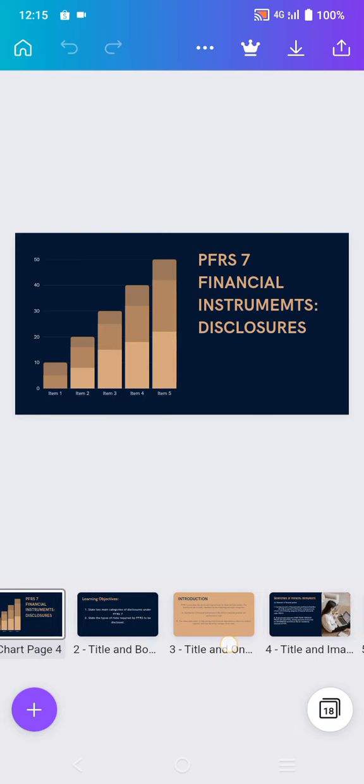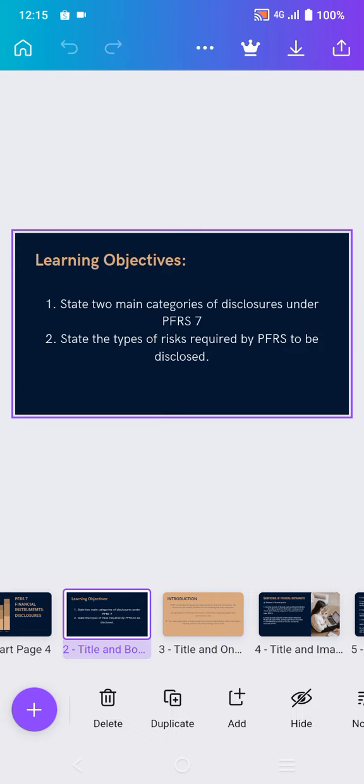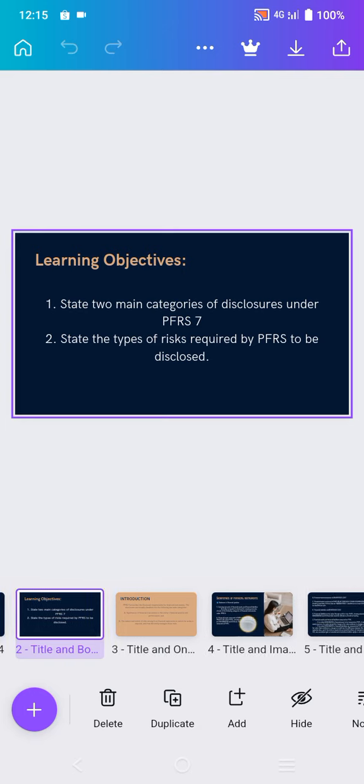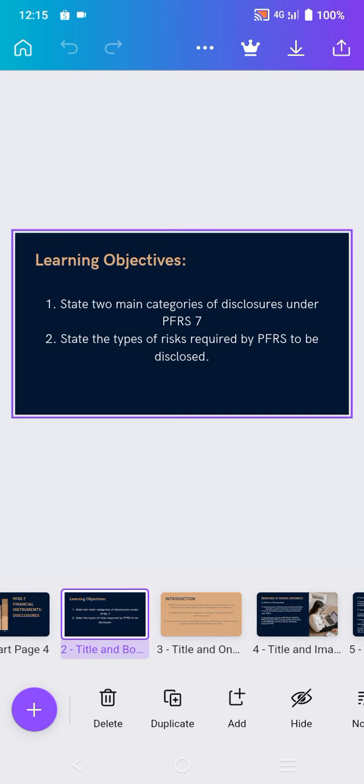So we have here the learning objectives: state the two main categories of disclosure under PFRS 7 and state the types of risk required by PFRS to be disclosed. Dito po malalaman natin kung ano po yung dalawang pinaka-main po nila sa disclosure po. And sa pangalawa po, ito yung mga malalaman natin kung ano yung mga risk po na dinadala po ni PFRS para sa disclose na po.